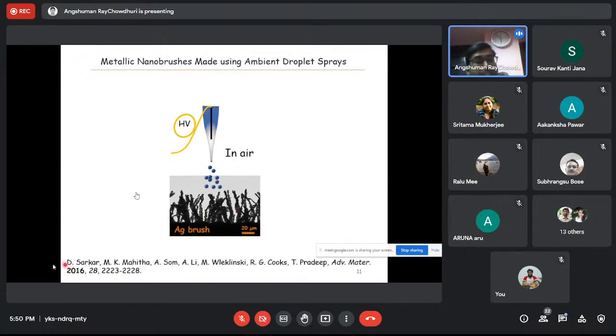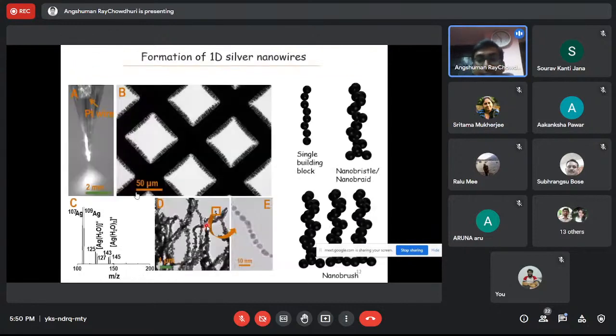So it is published in 2016. What they have done, in a similar way they have sprayed the silver acetate on the substrate, and it is producing a bush kind of structure. A one-dimensional bush is forming. That is very interesting. So what is there?